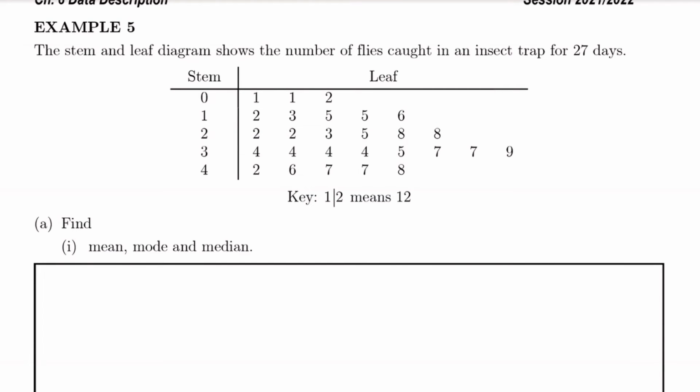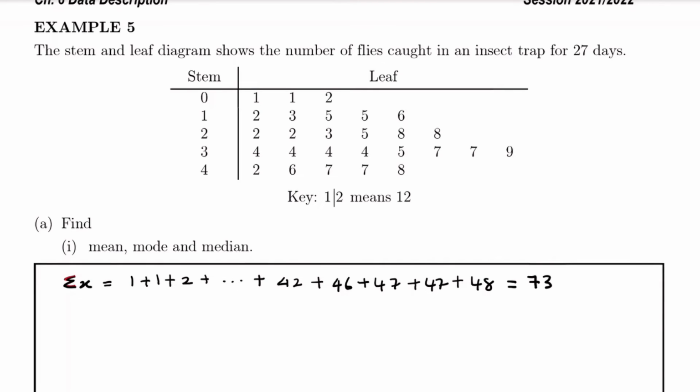The mean is the total of every data that we have. So we have the total of x equal to 1 plus 1 plus 2 plus, and so on, until the last data, 42, 46, 47, plus 47 plus 48. We total up this data to get 737.